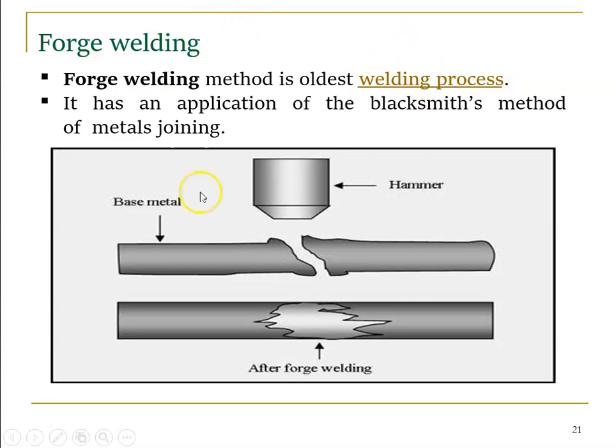So assume that we have two metals. We are planning to join these two. So we increase the temperature and we give the hammering action. So these two metals should collide. So this is one of the forging, right? But the only limitation is both the metals should be the same, similar metal, right?